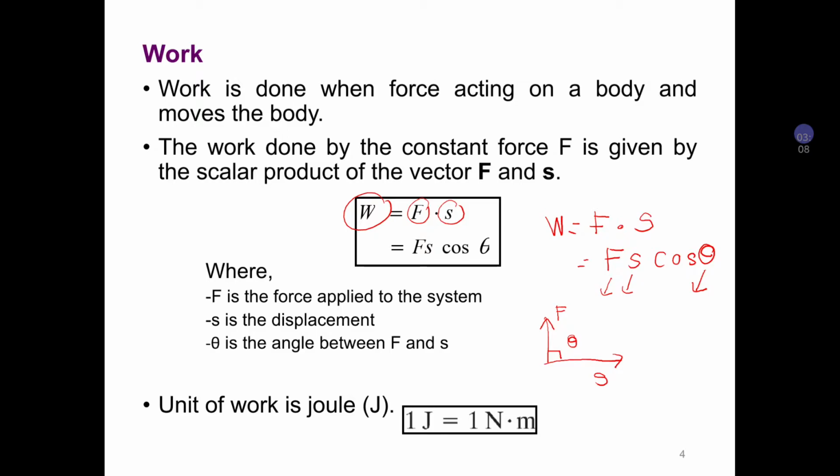Alright, now the unit bagi work is joule. Okay, so or we can put it 1 joule is equal to 1 Newton meter. Selain daripada joule, kita juga boleh tulis unit bagi work adalah Newton meter. Kenapa Newton meter? Daripada equation bagi work, we know that force darab dengan S, betul? Okay, so unit bagi force adalah Newton. Okay, and then unit bagi displacement adalah meter. So kita dapat Newton meter. Okay, clear?